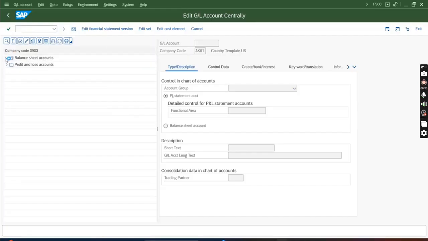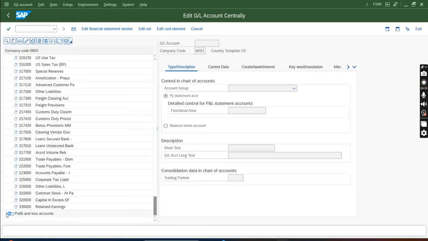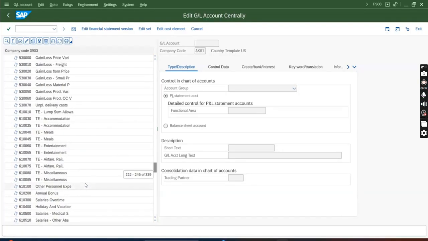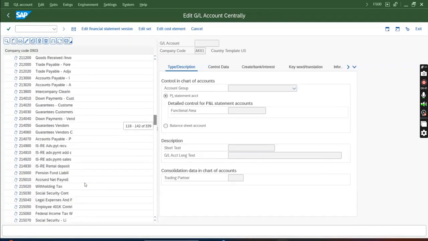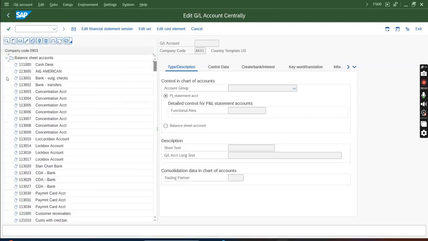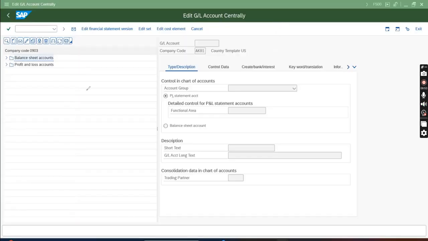Now you'll see I have these many balance sheet accounts and these many profit and loss accounts. Let me first explain what a balance sheet account is and what a profit and loss account is. A balance sheet contains the list of assets and liabilities. So when you see a balance sheet account, it has to be either an asset or a liability.